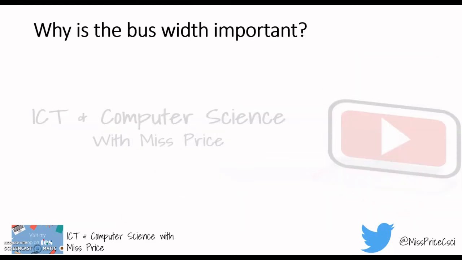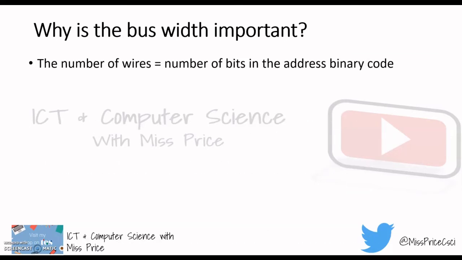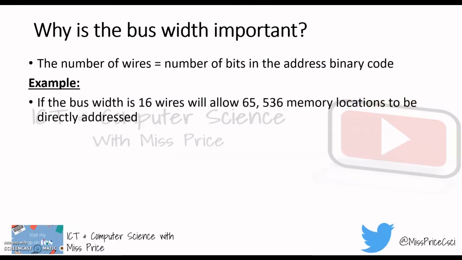Now, let's go further into why it's important. The number of wires simply equals the number of bits in the address binary code. Here's an example: if the bus width is 16 wires, it will allow over 65,000 memory locations to be directly addressed.